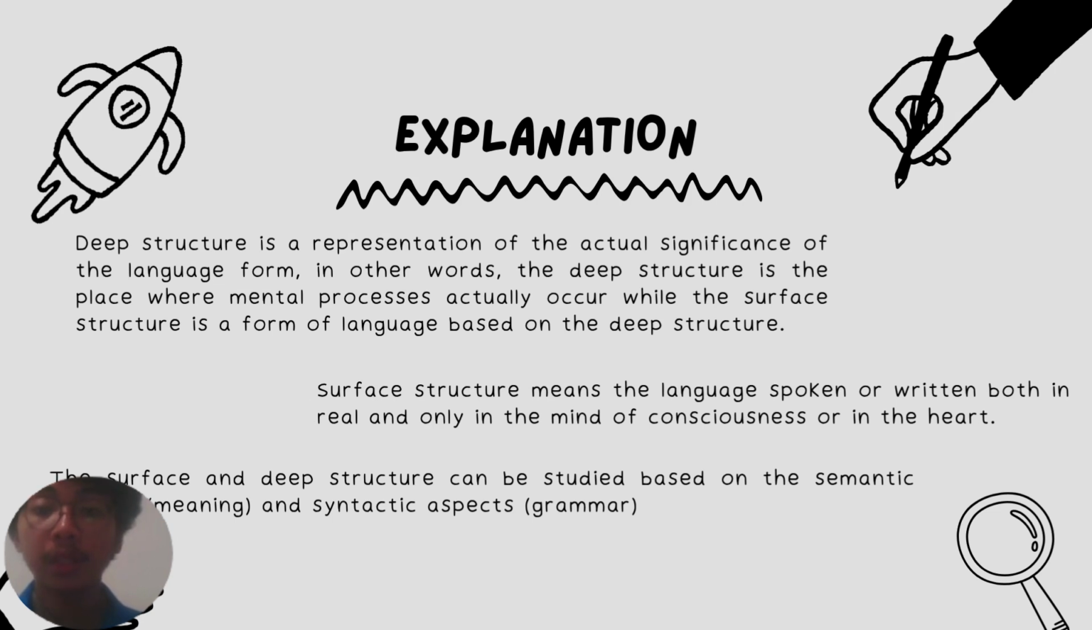Deep structure is a representation of the actual significance of the language form. In other words, the deep structure is the place where mental processes actually occur, while the surface structure is a form of a language based on the deep structure. Moreover, surface structure means the language spoken or written, both in real and only in the mind or in the heart. The deep and surface structure can be studied based on the semantic aspect, meaning, and syntactic aspects or grammar.